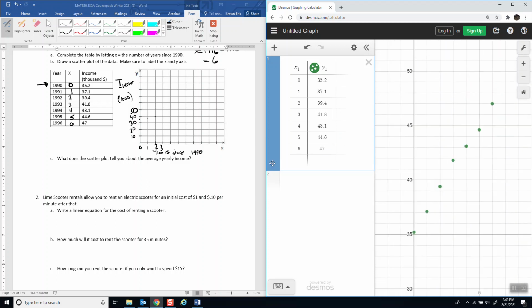Come on now, right? So I'm hitting the zoom fit. Now, let me double check my numbers. 35, 37, 39, 41, 43, 40. Yeah, this looks approximately linear. So this question of C, what does the scatter plot tell you about the average yearly income? Number one, it's increasing. So it's increasing over time. And it appears to be linear. So it appears to be a constant increase.